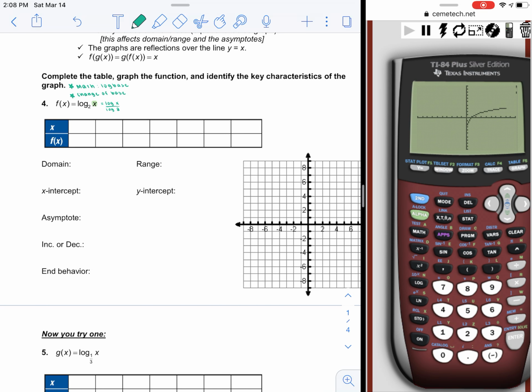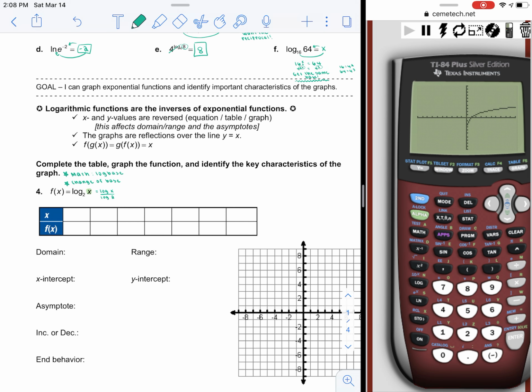Now, as you are graphing this, you will notice some similarities to the exponential function. But remember, these are inverses of each other, which means that if you had all the ordered pairs of an exponential function and you switch the x and y, you are now looking at its inverse function, the log function. This means that what was once the domain will now be your range. What was once the range will now be your domain. What was once a horizontal asymptote will now be a vertical asymptote.